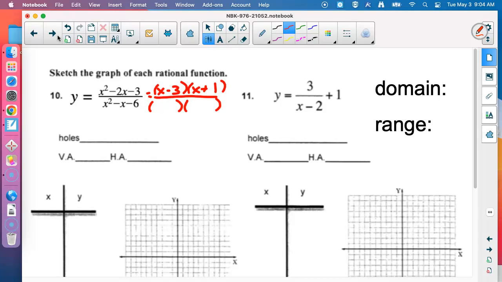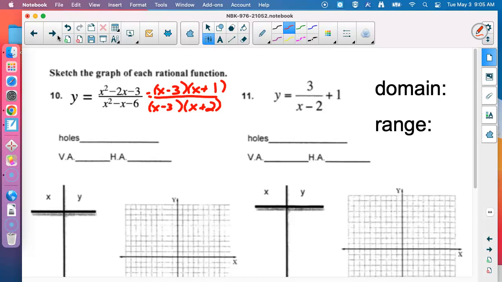On the bottom, there's no greatest common monomial factor. It is not a perfect square trinomial, so we need two numbers that multiply to -6 and add to -1. I heard -3 and +2. Everybody agree? Okay. Does this have a hole, and if so, where?